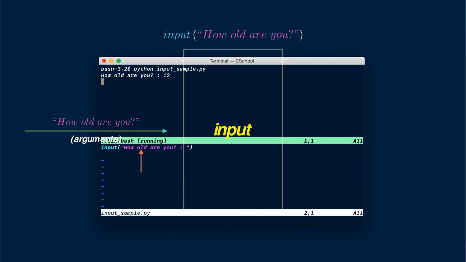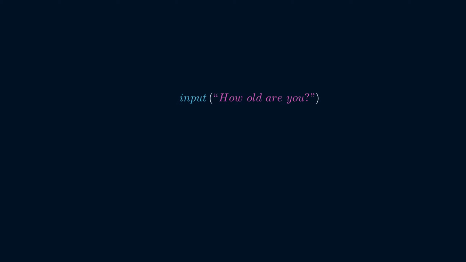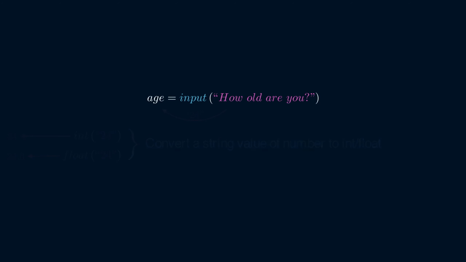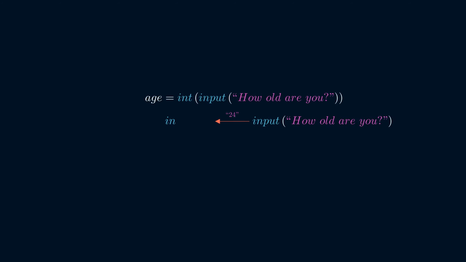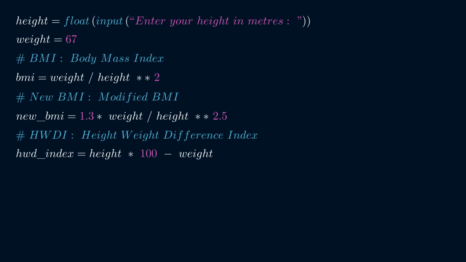Input function accepts a string as argument. That string will be displayed as a prompt message to the user. Input function returns the user input as a string. A function call is an expression too, and is replaced by its return value. Here, the return value of input is a string. To convert a string value to int or float, we have these built-in functions of the same name, int and float. We can chain these functions like this, with one function call as an argument to the other. Now we can rewrite the first 2 lines of our code.